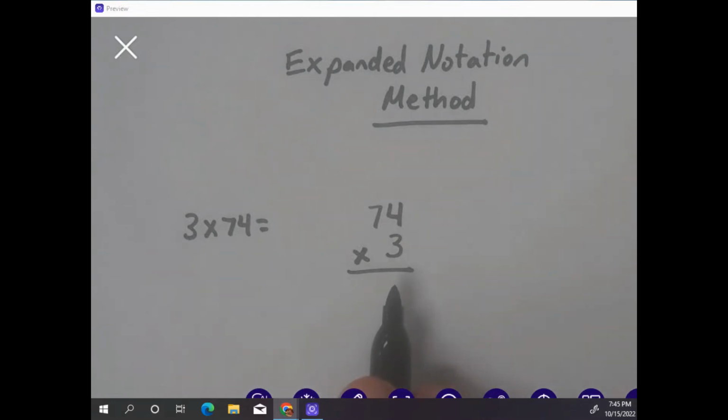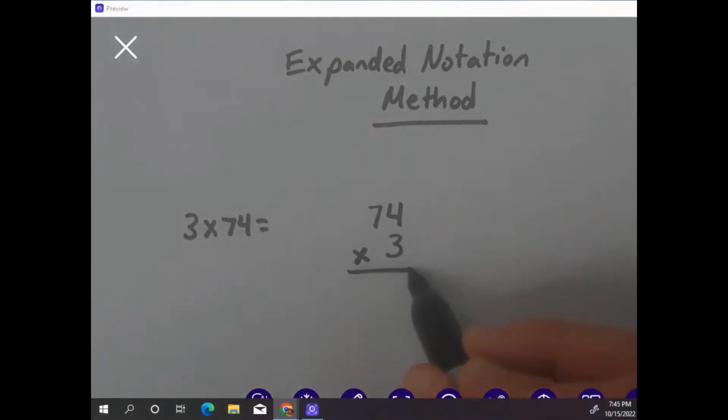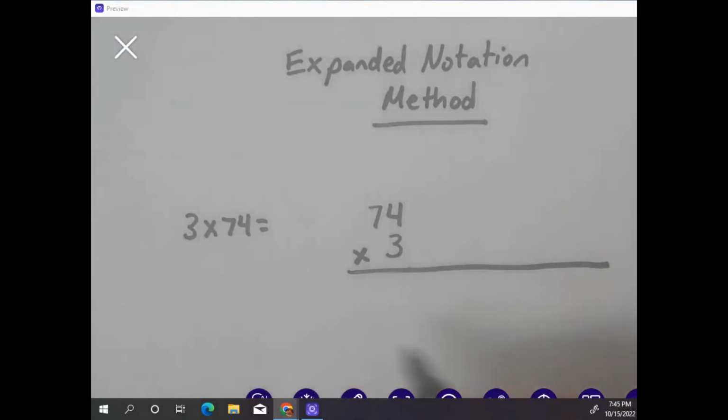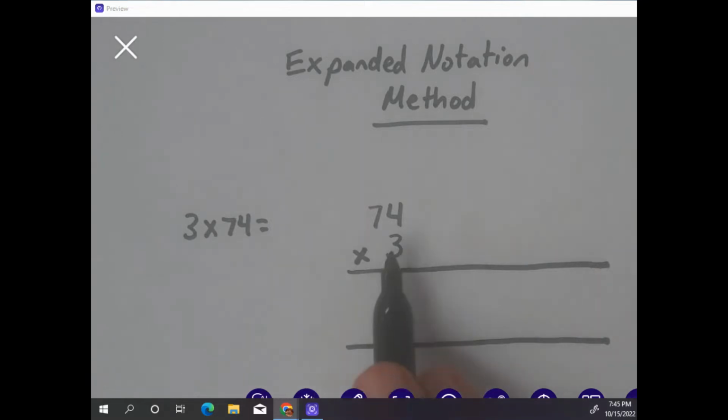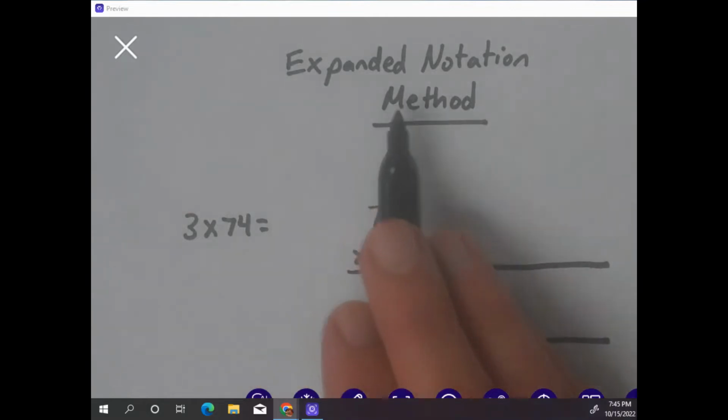But to do the expanded notation, I'm actually going to take this line and extend it a little ways, and give a little bit of room here. And I'm going to do a second line underneath. Now here's where there's a similarity with the place value method. What we're doing here is taking 74 times 3, but if we're using the old place value method, really we drew that box and we were multiplying 3 times 70 and 3 times 4. We're really doing the same thing, but we're going to do expanded notation.